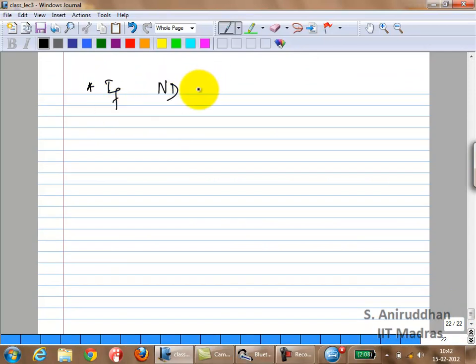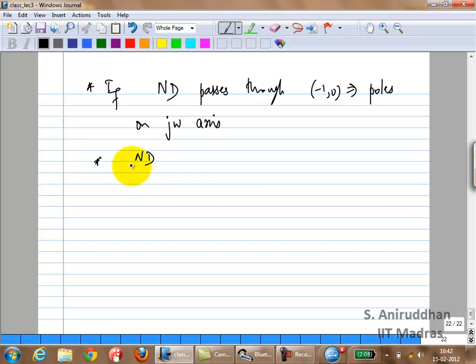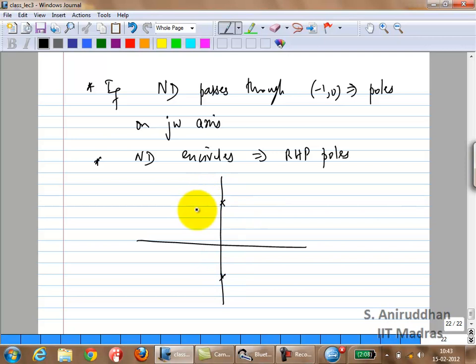Let me call this the Nyquist diagram, on the S plane. And if the Nyquist diagram encircles -1, 0, what can you tell about the poles? They're going to be in the right half plane, right? So typically it may do something like this.